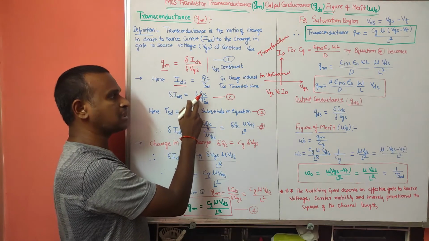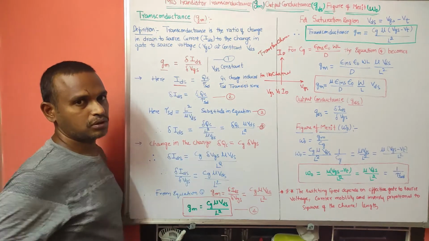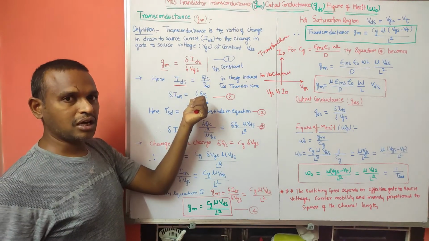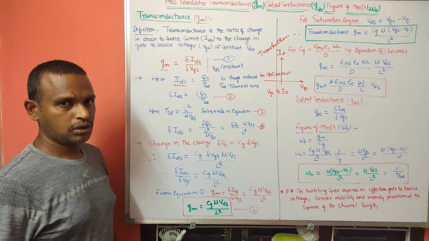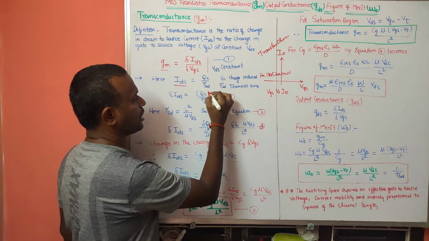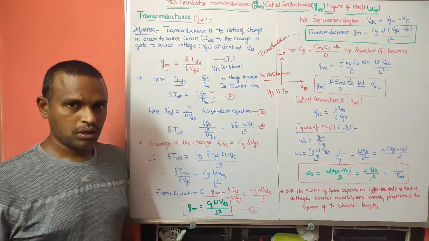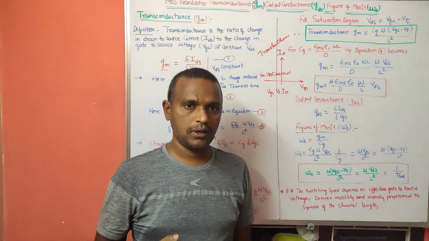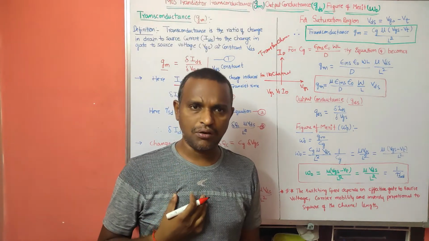So it is delta QC by tau ST. Okay, so delta IDS is equal to, I am taking as delta QC by tau ST. Here we require what is tau ST and what is the change in QC. Tau ST we have already calculated.